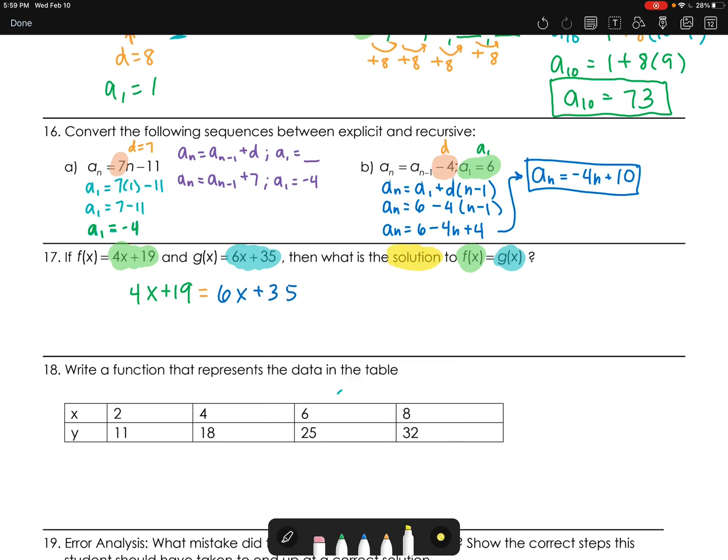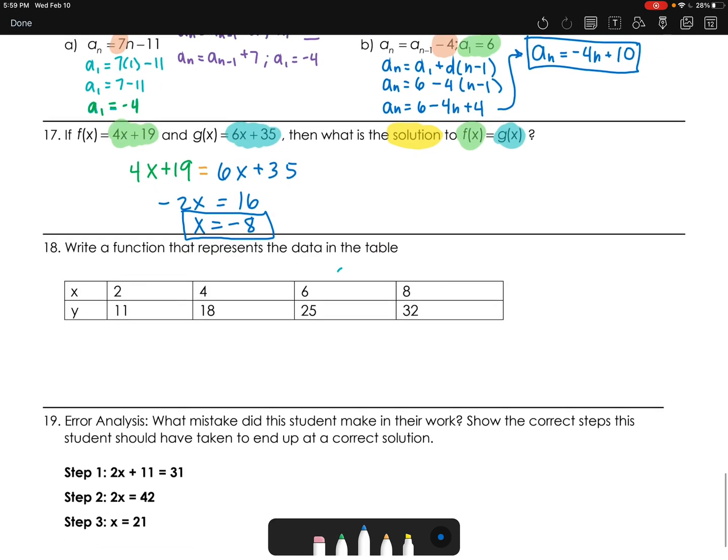If it's asking for a solution, solve for something. Solution, solve. So when I simplify and get everything on the right side, I'm going to end up with negative 2x equals 16. And then x equals negative 8. Okay?